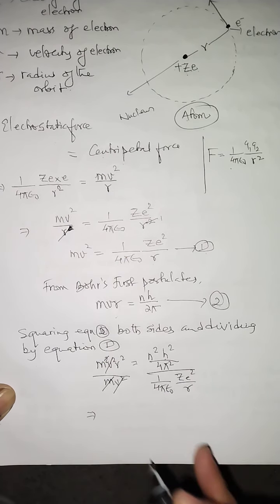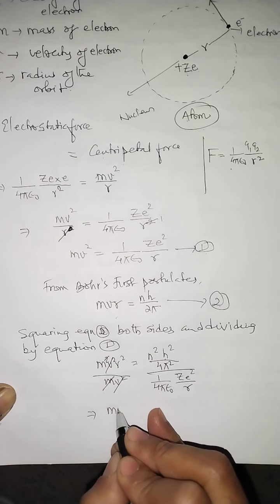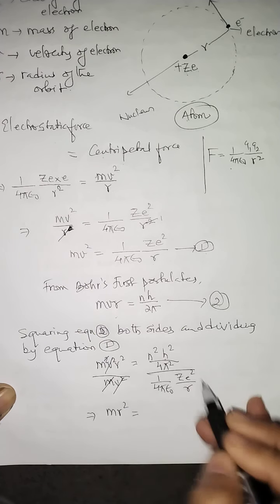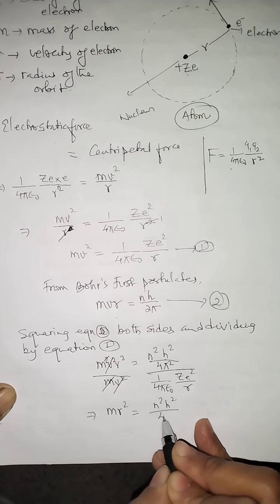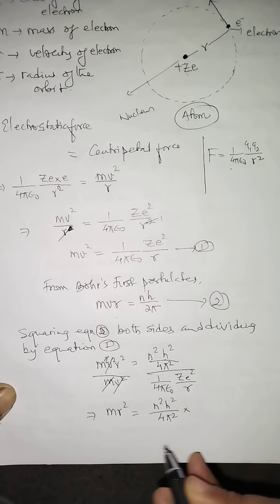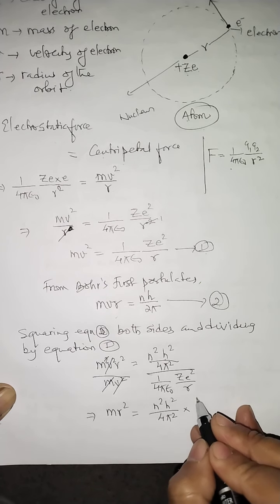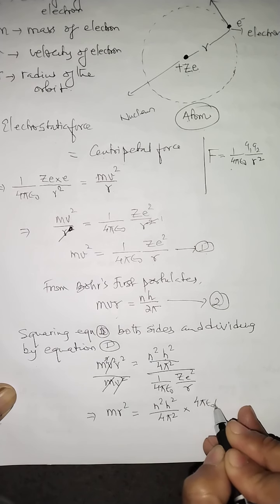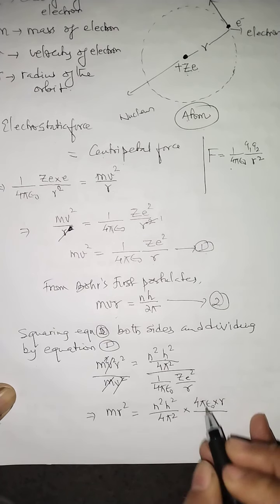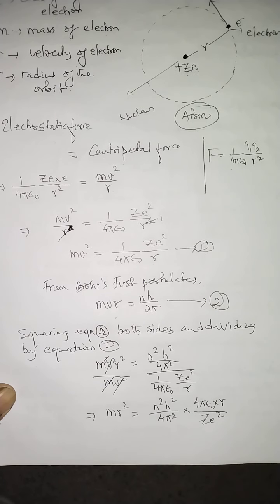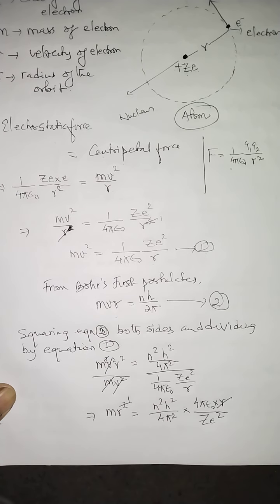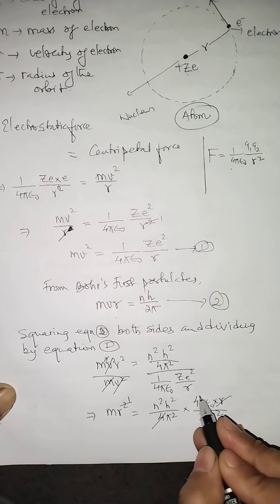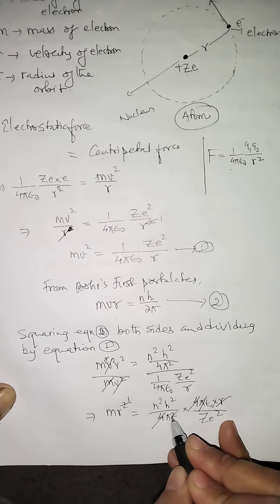So what is remaining on the left hand side? m r square. Now this will be reciprocal, so I write n square h square by 4 pi square into, now this quantity will go up, meaning 4 pi epsilon naught along with r will go in the numerator, and z e square will remain in the denominator. Now still we can see there is some cancellation. This r and r square will cancel out on both sides, 4 and 4 cancel out, pi and pi square will cancel out.